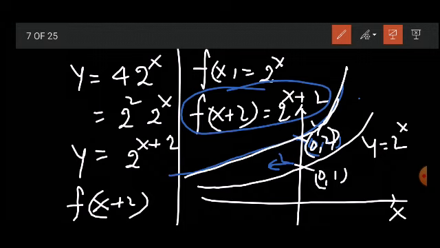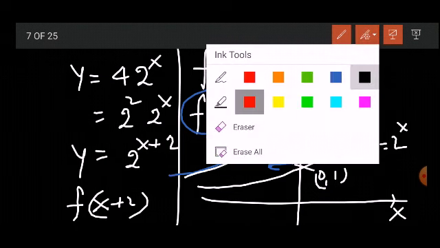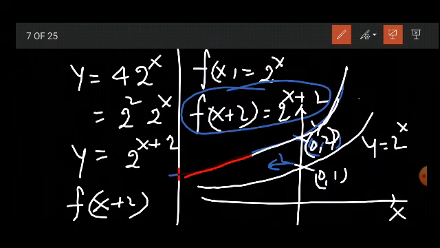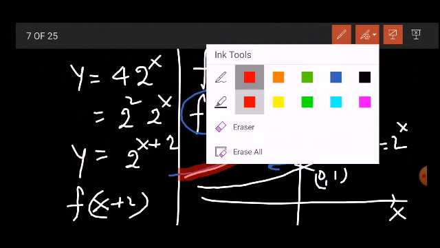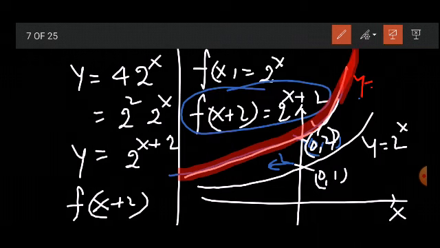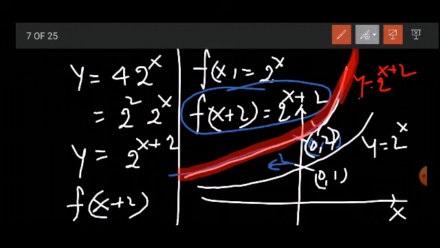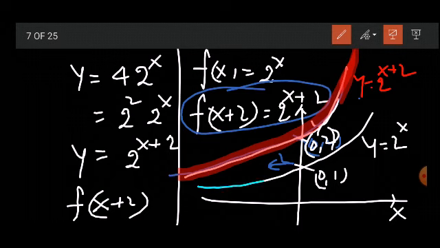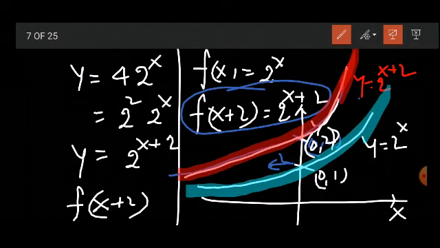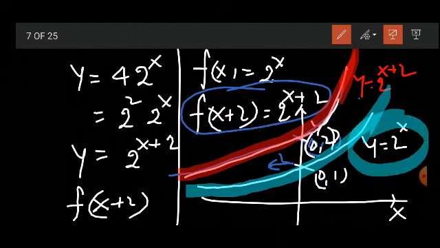Let me highlight it this way. This part is y equal to 2 to the power x plus 2. Okay, fine. And here, that is y equal to 2 to the power x. Let me highlight this part also. So this is y equal to 2 to the power x, and this is y equal to 2 to the power x plus 2.